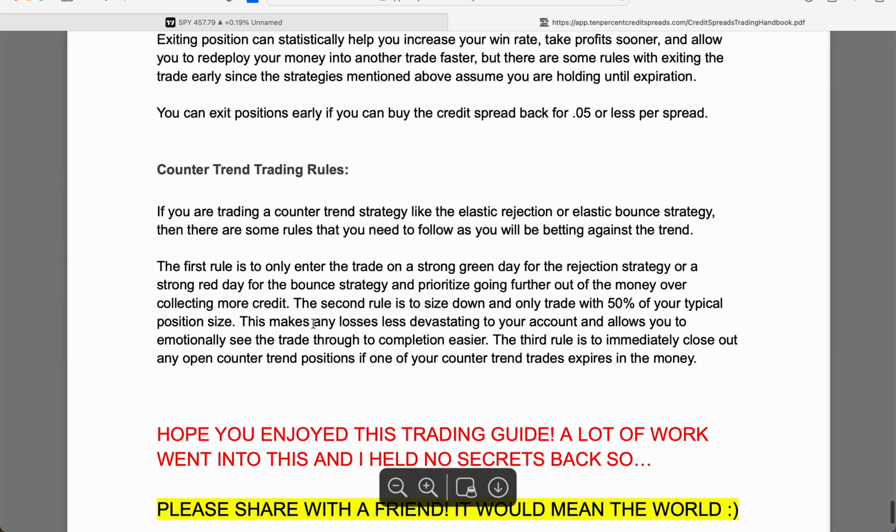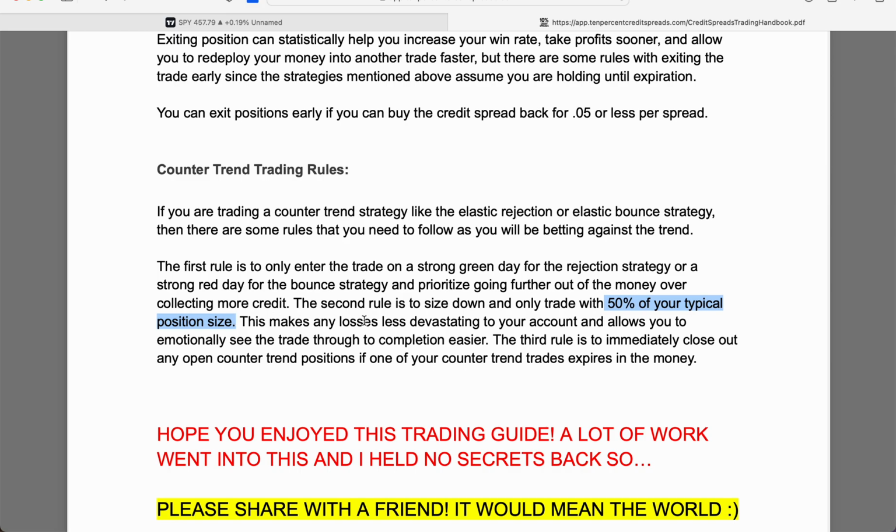So only use 50% of your max position. So you typically use, let's say, 10% of your account into any one trade. Now only put 5% of your account. Or if you typically put 5% of your account, now put 2.5%. Just so that if you do lose, it's more manageable.